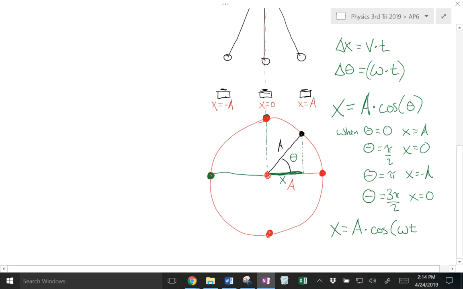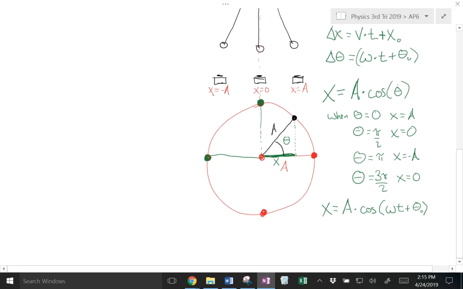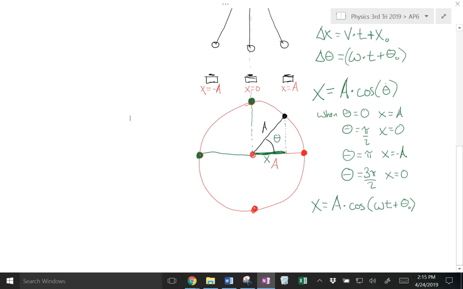Now, something I'm neglecting up here, things don't always start at a position of 0. So I would have to have the initial position, and here I would need to have the initial angular displacement. So there's the time-dependent expression for the position as a function. Well, that is how that works. Position as a function of time.